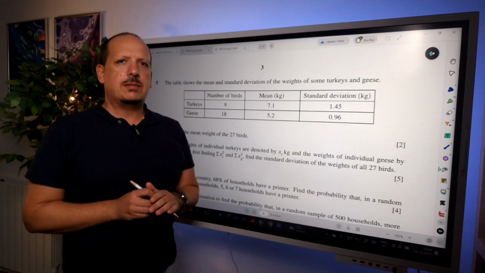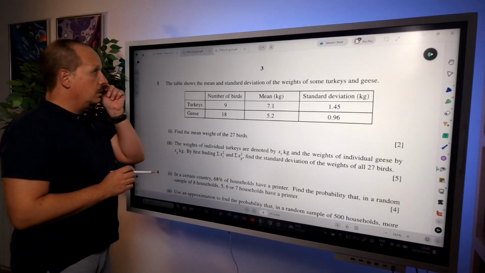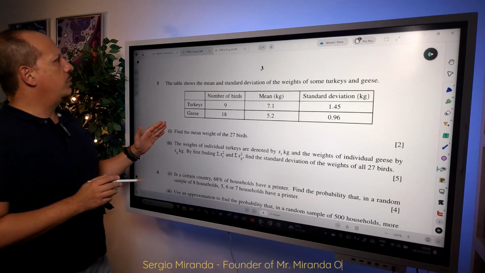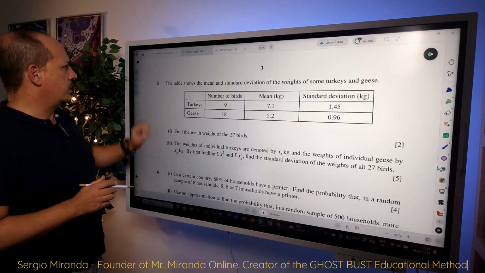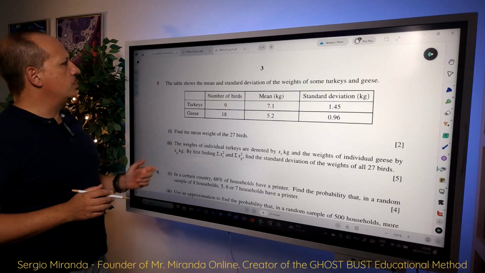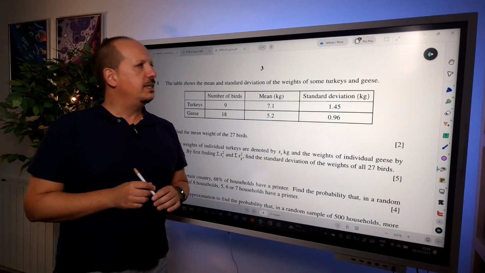Let's solve some exam questions regarding the mean and the standard deviation. Let's look at this one. This is from spring 2015, question paper 61, question 5. The table shows the mean and standard deviation for the weights of some turkeys and geese.